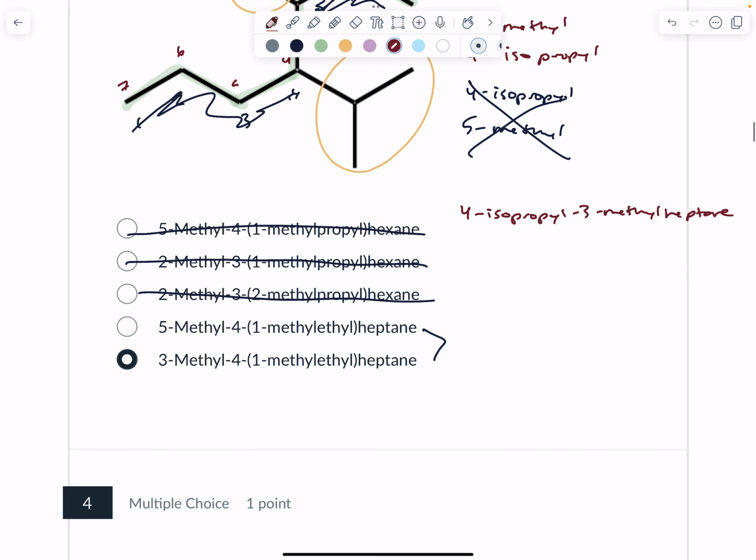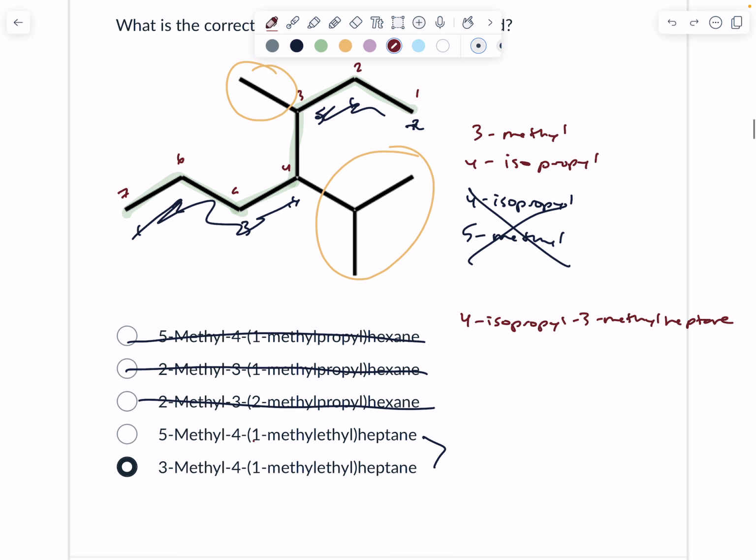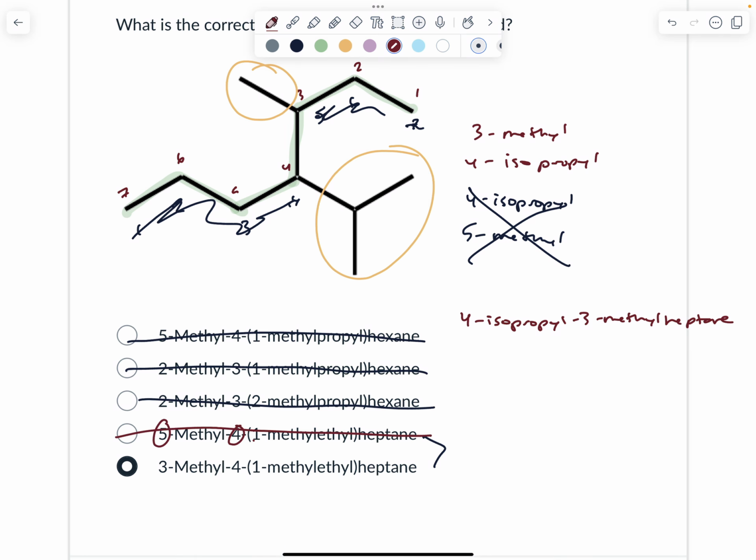I'm going to come down here and look, and it turns out that they used the IUPAC name, the standard name, not the common name. But I can still look at the substituent numbers and make sure they're right. So on this one, we have 5 and 4, which we decided was wrong based on being able to number it the other way. So 3 and 4 for my 2 is correct.